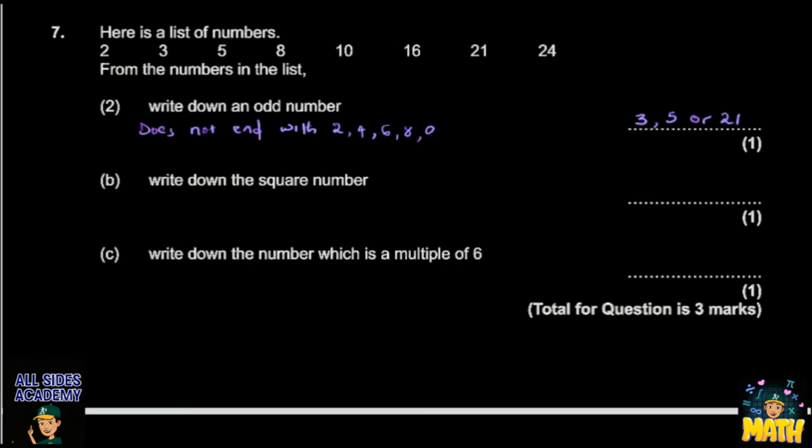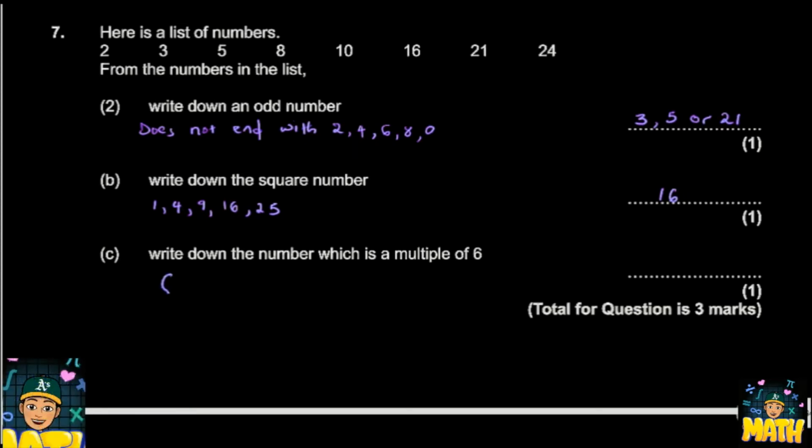Write down the square number. When you think about a square number, it's a number that you multiply by itself. It's the result of another number being multiplied by itself. So square numbers are 1 times 1, which is 1, 2 times 2, 4, 3 times 3, 9, 4 times 4, 16. So that's what's happening there.